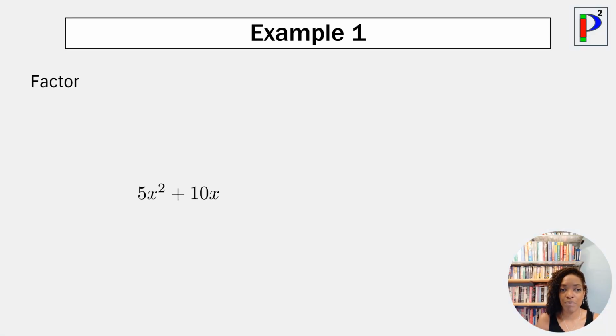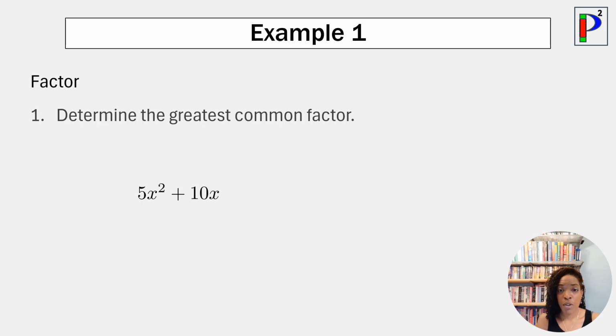Let's get started. All right, so factoring is basically reverse distribution, and we can use it to write a sum or a difference as a set of products. Factor 5x squared plus 10x. First, we find our greatest common factor between the terms. Now, keep in mind you may have 2 terms, 5 terms, 10 terms. Every time you factor, you start with your GCF. In this case, our GCF is 5x.